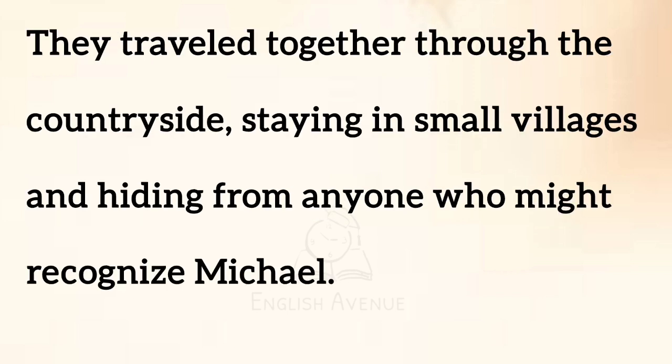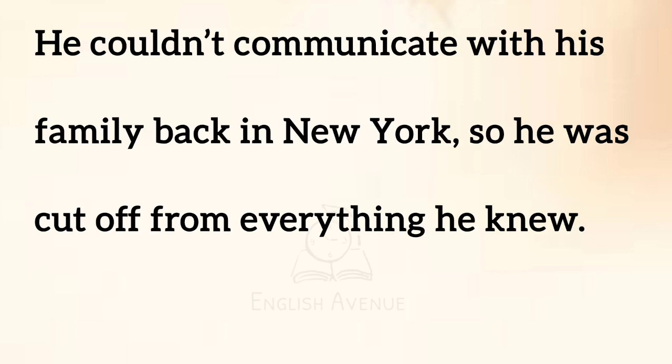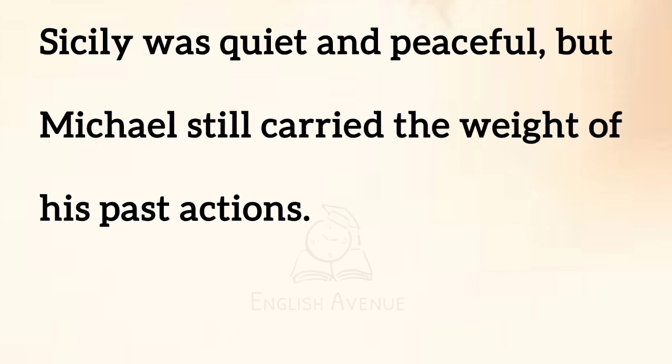Michael arrived in Sicily with 2 bodyguards, Fabrizio and Calo, who were fiercely loyal to him. They traveled together through the countryside, staying in small villages and hiding from anyone who might recognize Michael. He couldn't communicate with his family back in New York, so he was cut off from everything he knew. Sicily was quiet and peaceful, but Michael still carried the weight of his past actions.